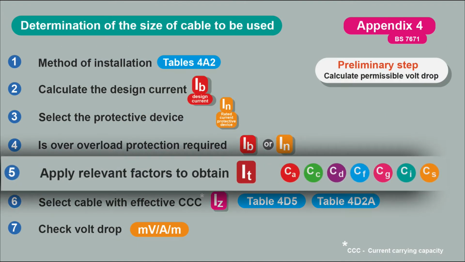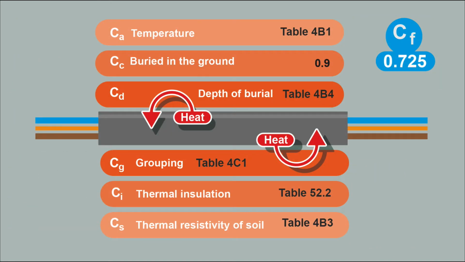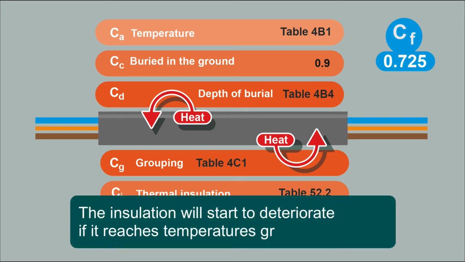We apply factors to compensate for the negative effect each factor can have on the cable. All of these factors could potentially limit the cable's ability to lose its heat, and every cable has a maximum temperature to which it can operate. In the case of twin and earth, what we're using, that maximum temperature is 70 degrees. So we need to make sure that this cable can dissipate any heat.